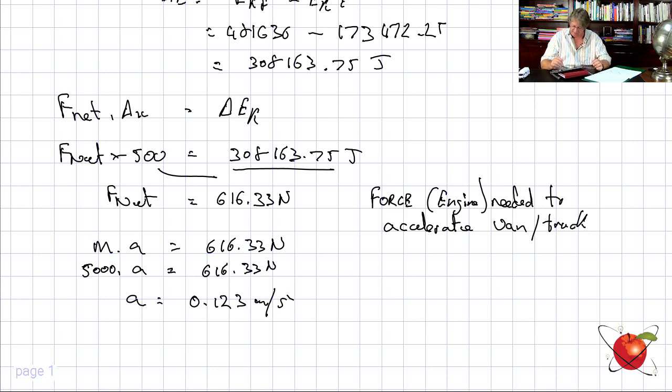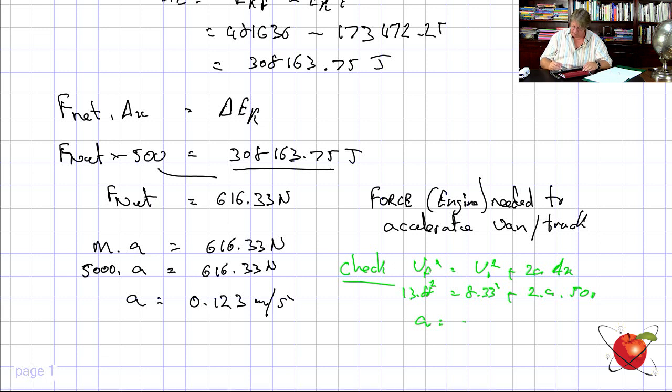Let's do a quick check using Newton's equations of motion, which they've asked us not to do, but let's just do a quick check. So I say, V final squared equals V initial squared plus 2a delta x. So we put those in: 13.88 squared is equal to 8.33 squared plus 2 times a times 500. Therefore, I calculate a to be 0.123 meters per second squared.